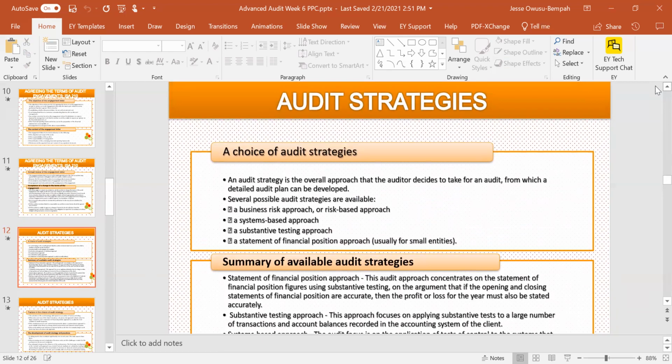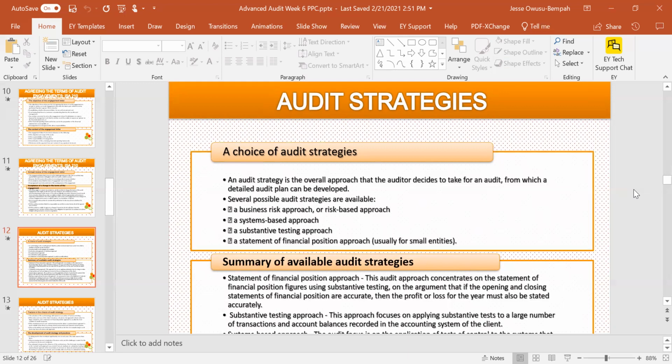what we call audit strategies. I'll lay the foundation on audit strategies, then in subsequent lectures we will go into a lot more detail. An audit strategy is basically the overall approach that the auditor decides to take for an audit, from which a detailed audit plan can be developed. So the audit plan flows from the audit strategy.